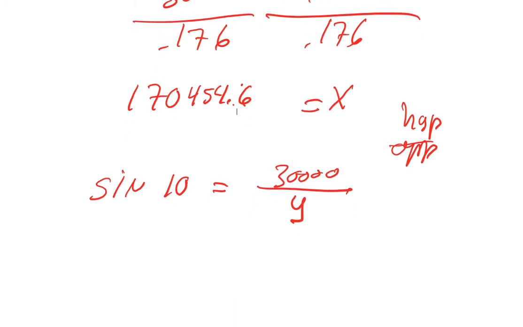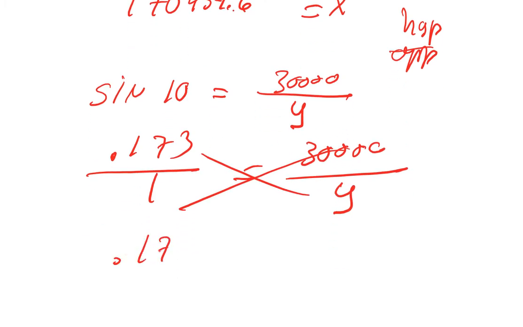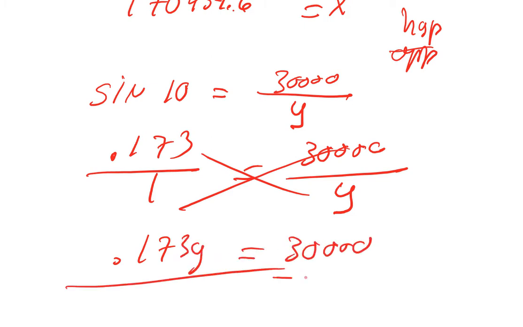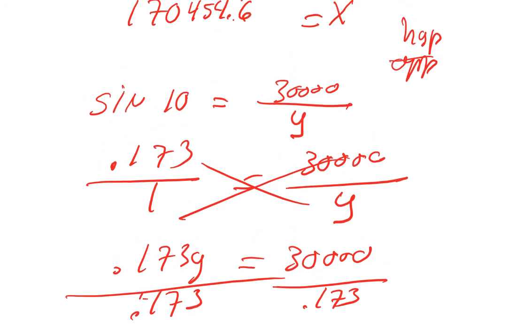Okay, sine of 10. What are we getting there? 0.173. Throw it over 1. Cross multiply and divide. And what do we get? 173,410.4. Yep, that makes sense.